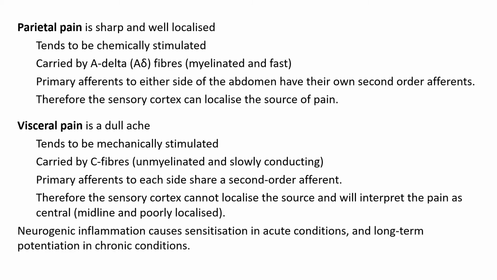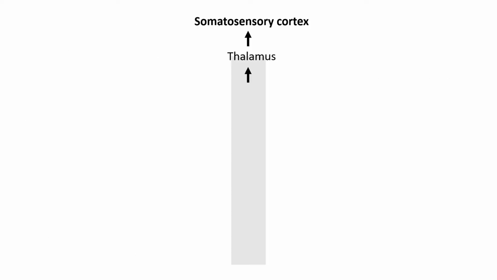And of course, with C fibers, we have the issue of neurogenic inflammation. This causes sensitization peripherally and centrally, in acute conditions and has, in chronic conditions, the potential to develop into long-term potentiation of those synapses. So let's have a look at that in terms of a nice diagram.